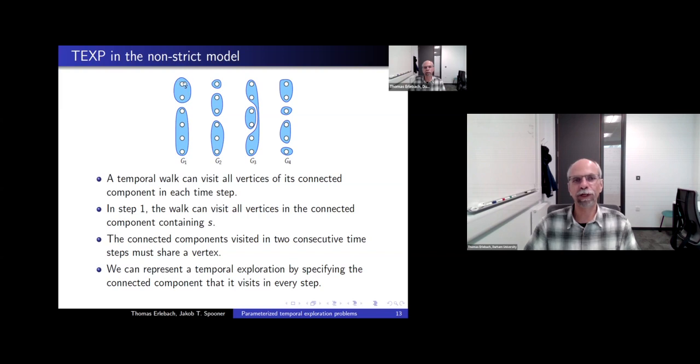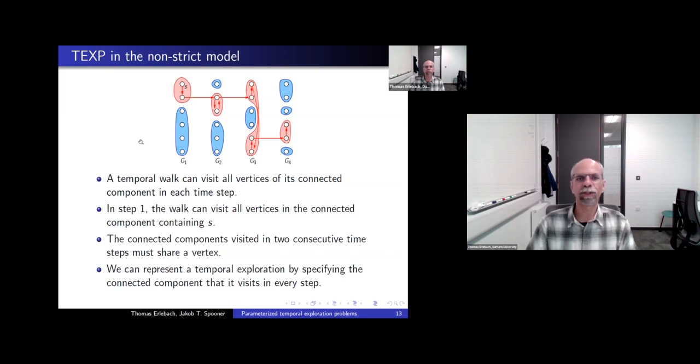In particular, in step 1, you will visit all the vertices in the connected component of S, and then you'll decide in which vertex you wait until the second layer starts, and so on. And so a temporal exploration, or a temporal walk, is specified by saying which component you want to be in each layer, and the only condition is that the component you are in at step i and the component you are in at step i plus 1 must share a vertex, because via that vertex you can get from one layer to the next.